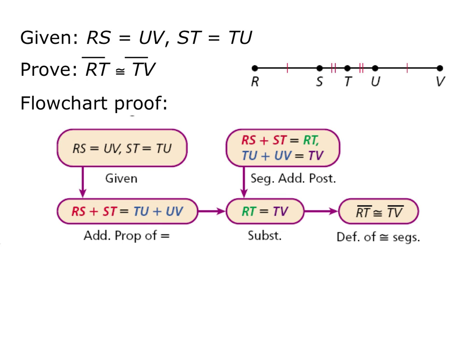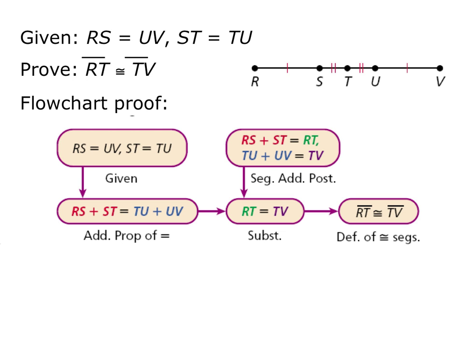Well, what I'm seeing is RS plus ST is the same as RT. So take this side out and put RT there instead. And on the right-hand side, TU plus UV, it says is the same as TV. So take out those two and put TV on that side. Substitute.